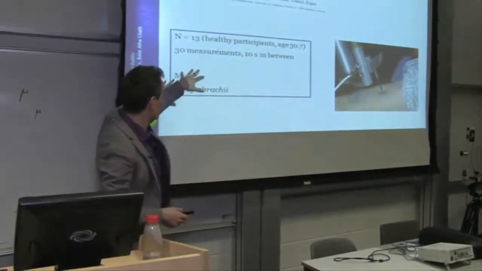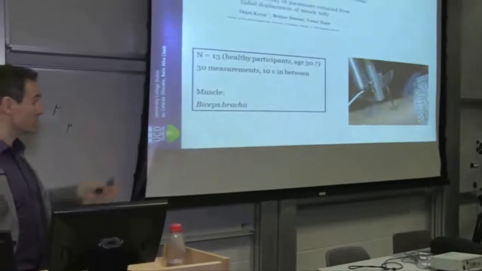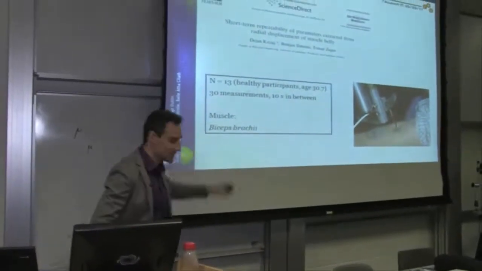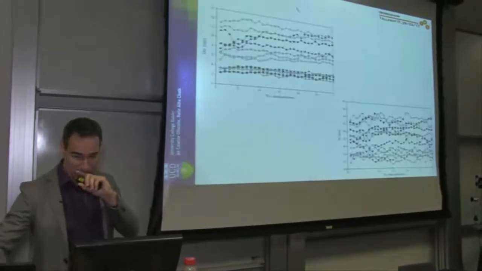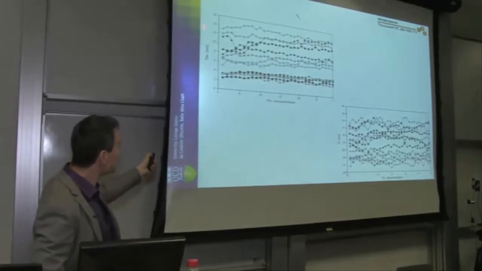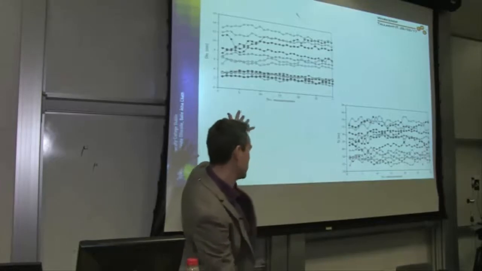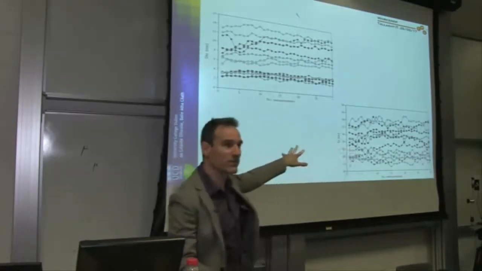So for intra-session reliability, there are 13 subjects, and they took 30 measurements, 10 seconds in between. The muscle was the biceps brachii. There are a couple of graphs there. Again, that's displacement, and you see the 30 measures there. Each line is a different subject. Ideally, you won't see a straight line. If the device was perfect, you would see a straight line, so there's no fluctuation between measurements. Well, it's pretty good, a little bit less for the contraction time.